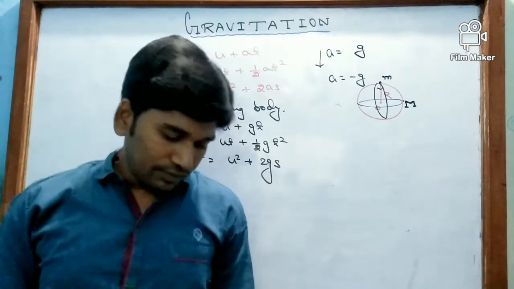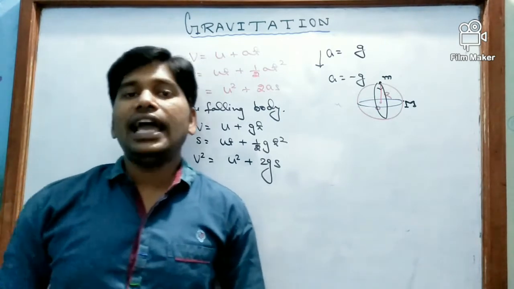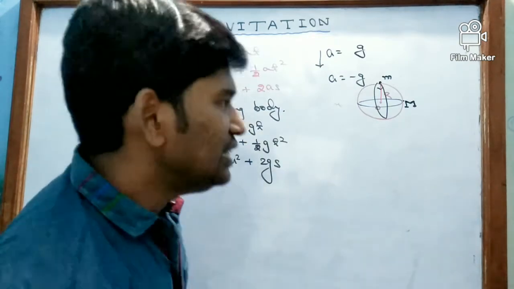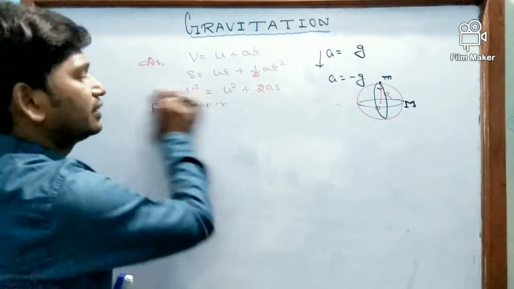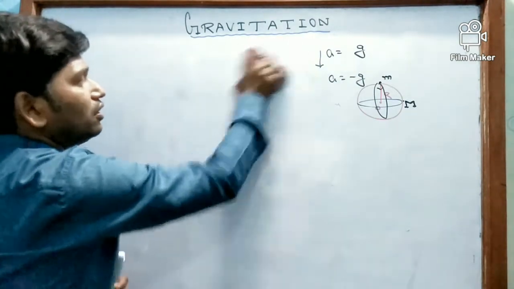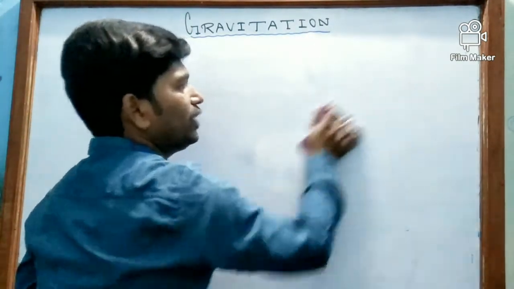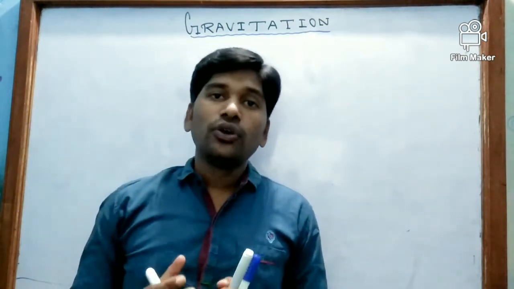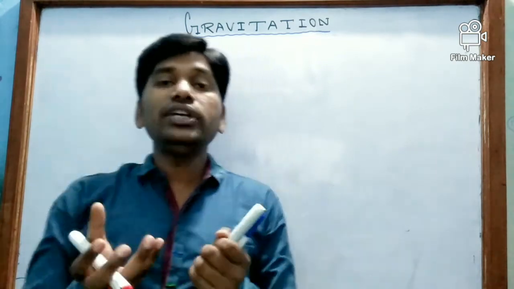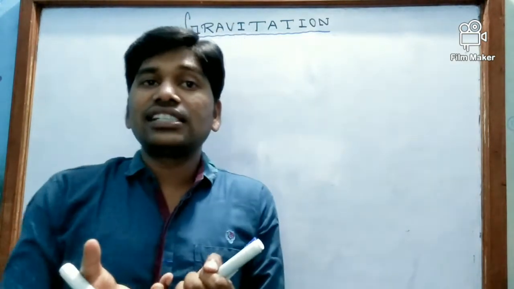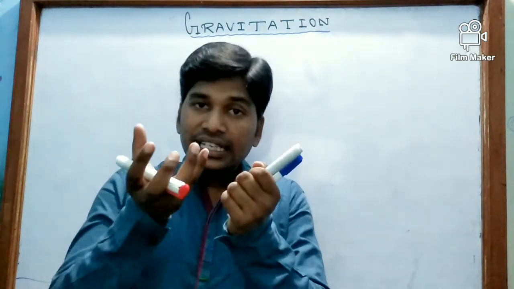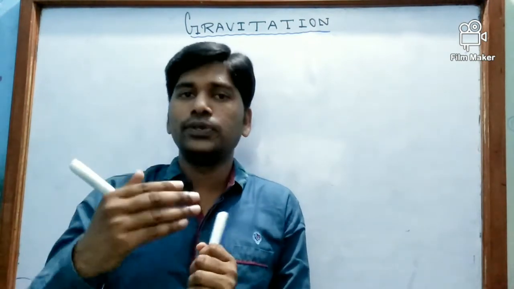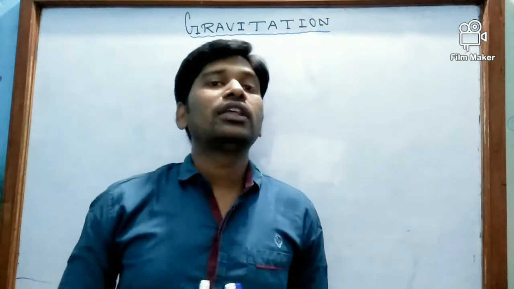Next we can see mass and weight. As we know, what is mass? Mass is the amount of matter contained in a body. And what is weight? Weight of a body is the force with which the Earth attracts it towards the center of the Earth. So it is the gravity pull. As we know, pull and push is force, so it is the gravitational pull.